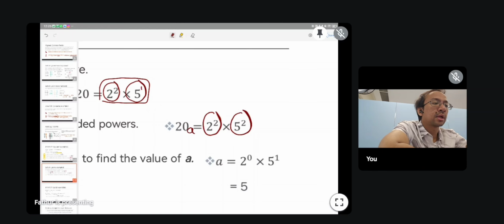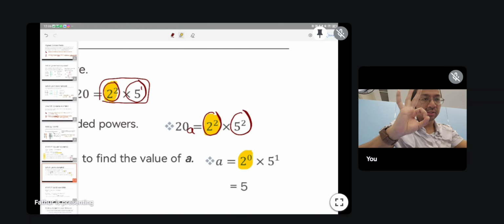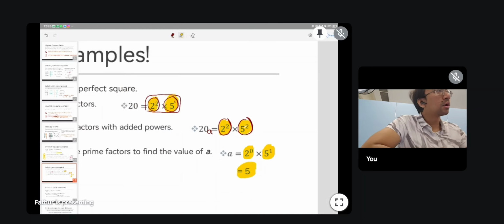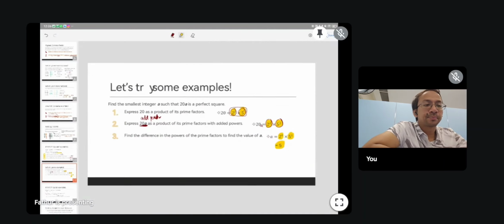Okay, 20a. So how to find the value of a? You find the difference in those powers. So you look at this 2 power 2 and 2 power 2. Did I add any power beforehand? No, right? Because it is already an even number. So it becomes 2 power 0, the power 0 because I didn't add any power. How about this 5? Did I add any power? Yes, I did. I did add 1 power over here. So use your calculator. Go and find out the answer. That's all. Very, very simple.